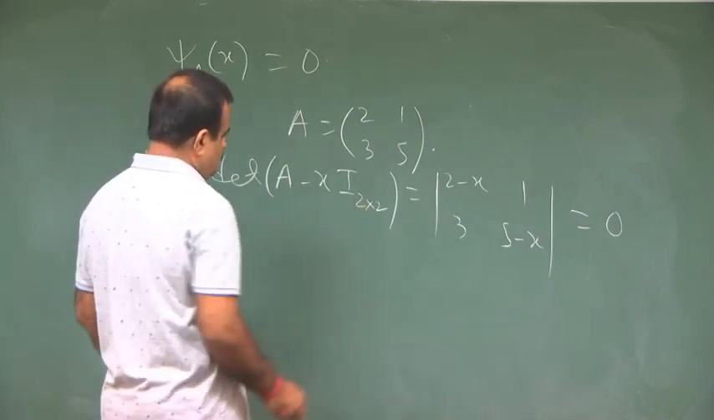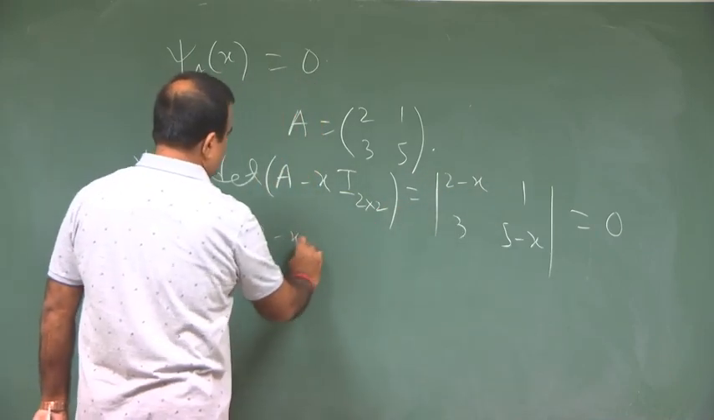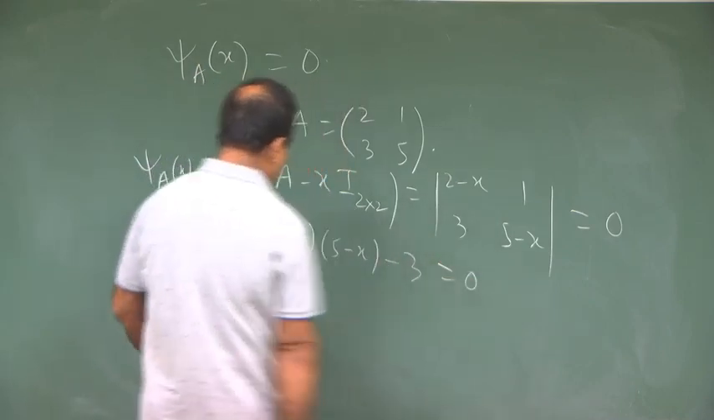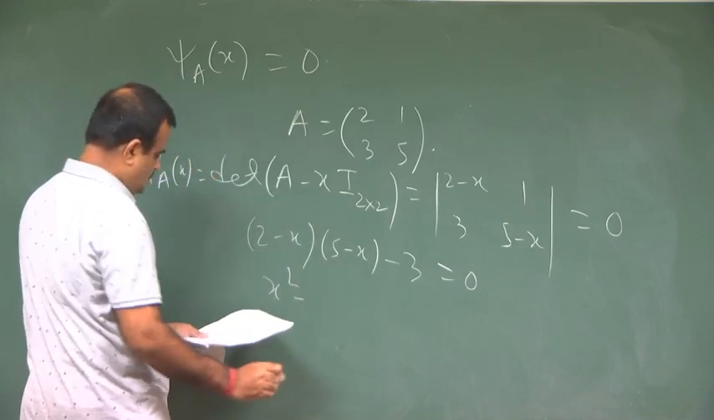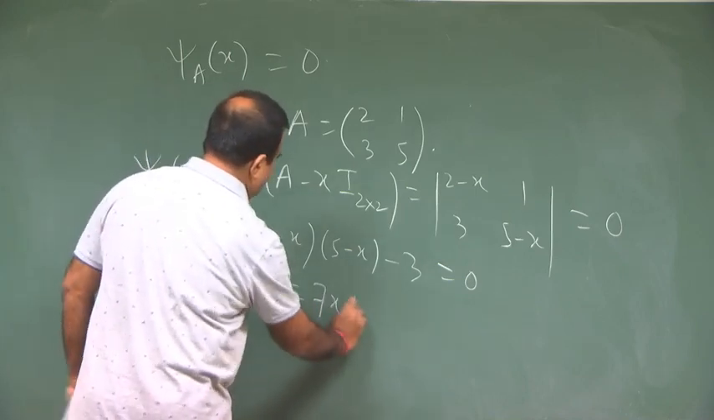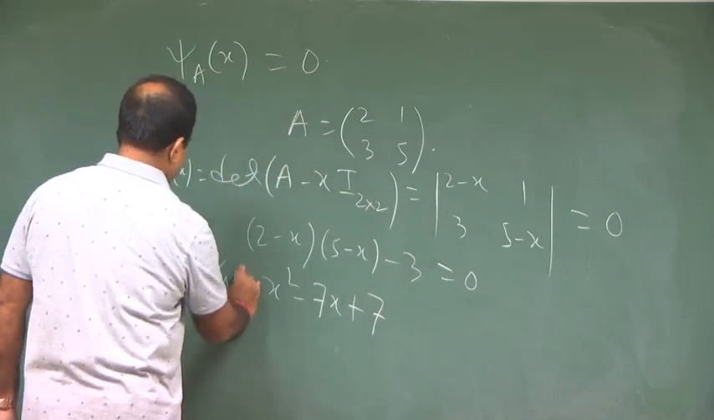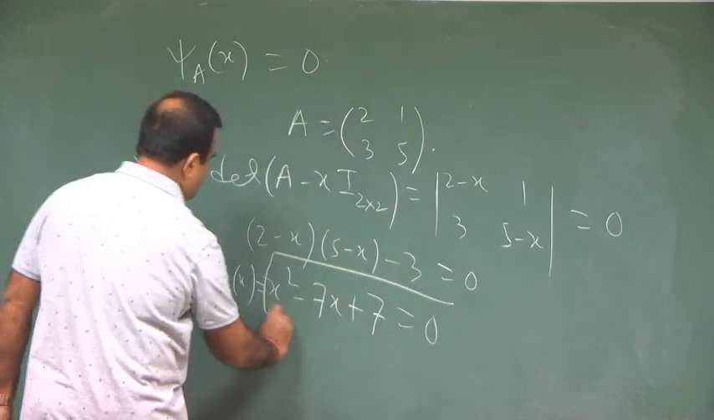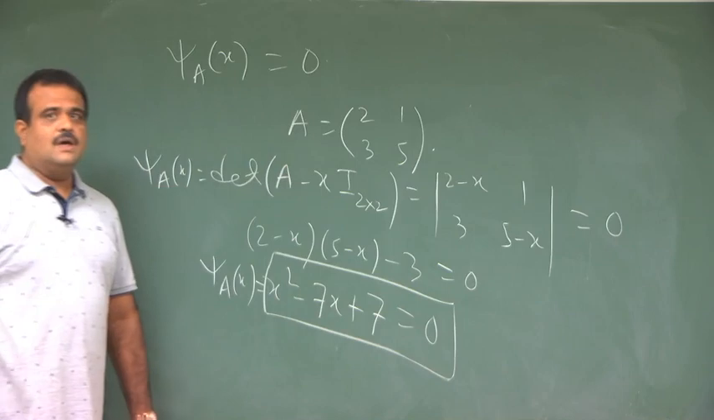Now, what is this? This will give us, so this multiplied by this: 2 x into 5 x minus 3 equal to 0. Now, if you simplify this, we are getting x square minus 7 x plus 7. So, this is the corresponding polynomial and this is 0. So, this is our characteristic equation corresponding to this matrix.